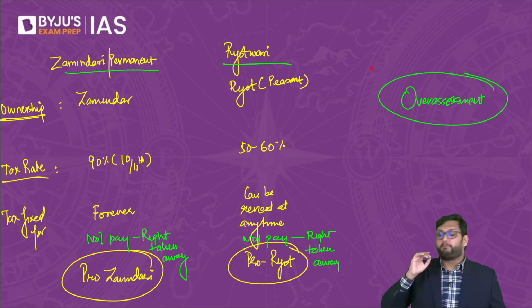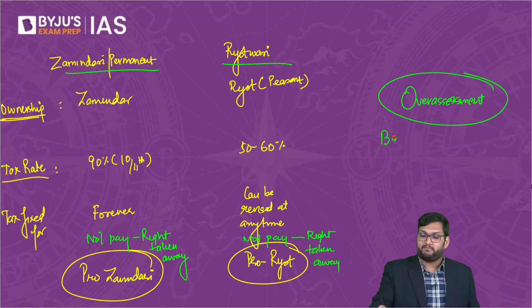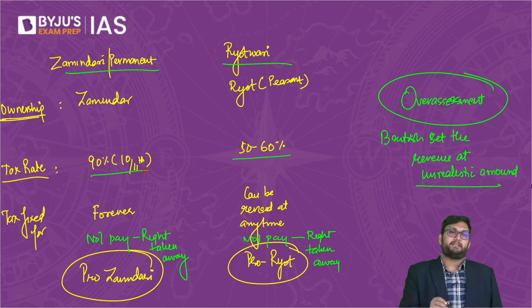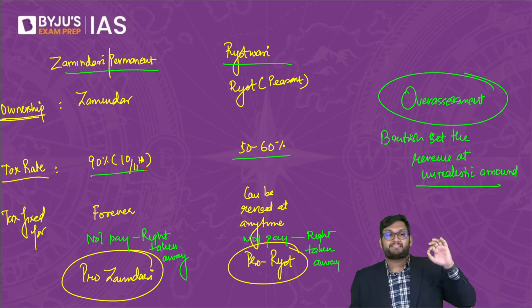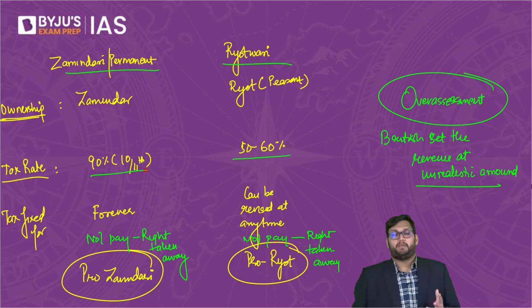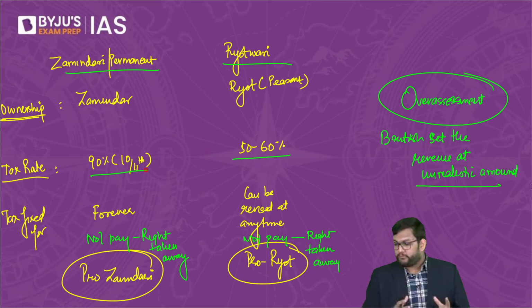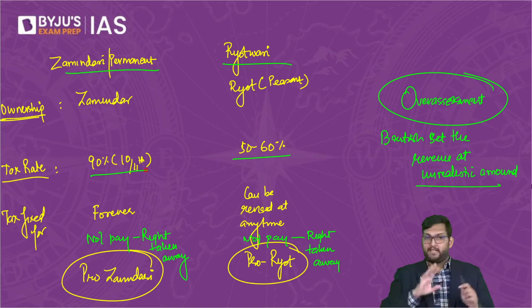Over-assessment means the British ask for more than what the land can give. The British set the revenue at an unrealistic amount, because this 50%, 60%, 90% is decided by the British only. So if the British set it at a level which is technically not possible to be given, both systems are set to fail. Unrealistic targets.